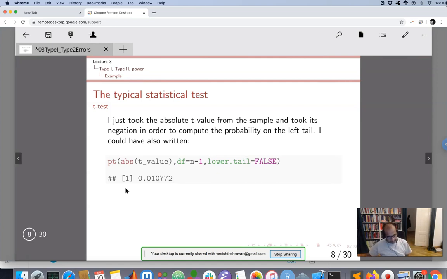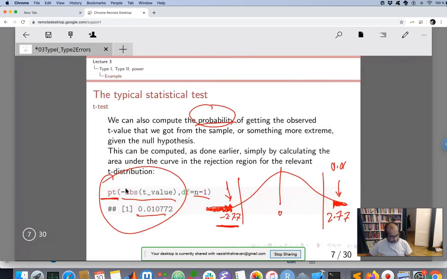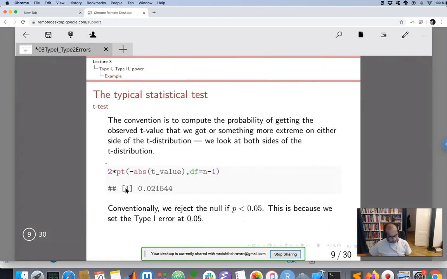We could have done this p-value calculation, this probability calculation, by setting lower.tail equal to FALSE. So here's my null hypothesis distribution, here's my 2.77. If I set lower.tail equal to FALSE, as I showed with the normal distribution pnorm, I can compute the area to the right of a particular quantile. So that's how I get exactly the same number as before. And now I'm going to multiply this number by 2 to get the total probability of landing in that extreme region on either side or something more extreme. And this probability is called a p-value.